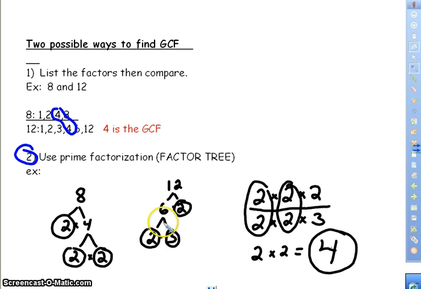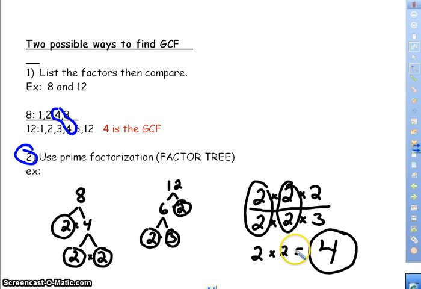For prime factorization, you're going to do the factor trees for both 8 and 12. The prime factors of 8 are 2 times 2 times 2. For 12, I have 2 times 2 times 3. Because it's a multiplication problem, you're going to make sure that you include all numbers that they have in common. The reason we include all numbers they have in common is because it's multiplication. So they actually both have a 2 times 2 in common. 2 times 2 is 4. And that's how I get my answer.